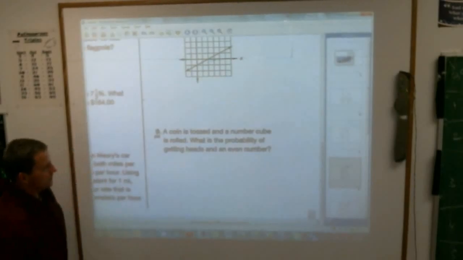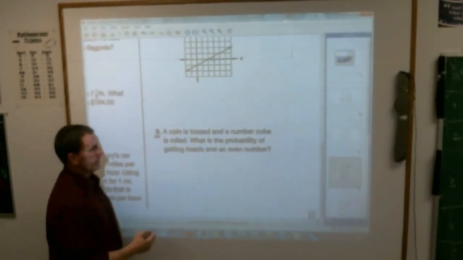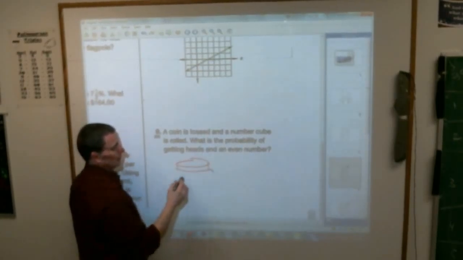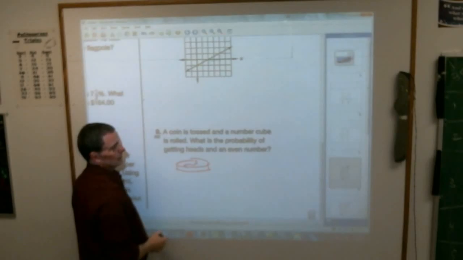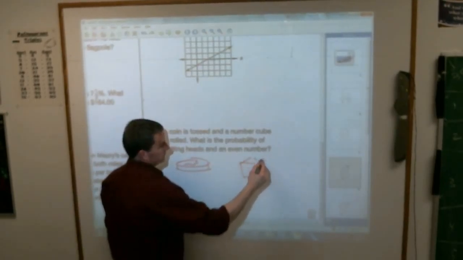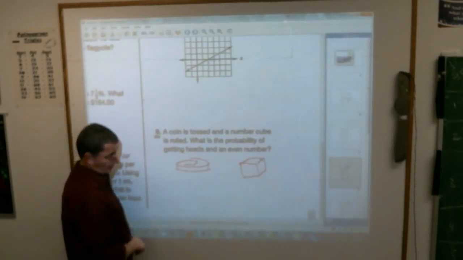Number 9. A coin is tossed and a number cube is rolled. Did you happen to write down those things? You got a coin. Here's my picture of a coin. It is tossed and a number cube is rolled. What's the probability of getting a heads and an even number?